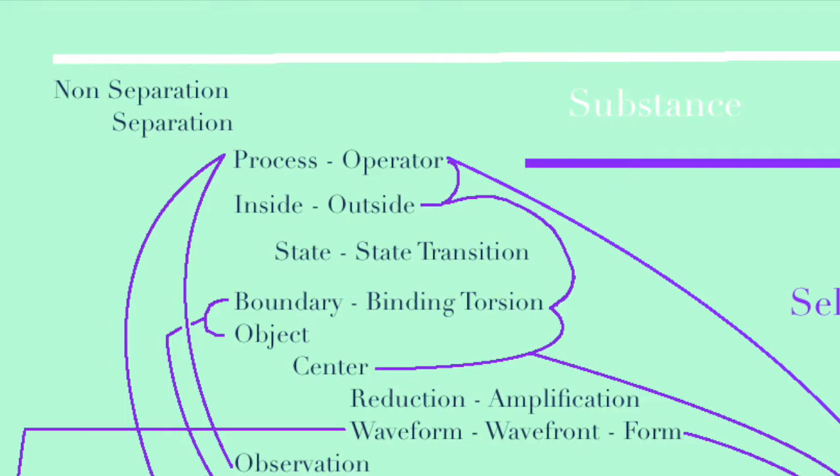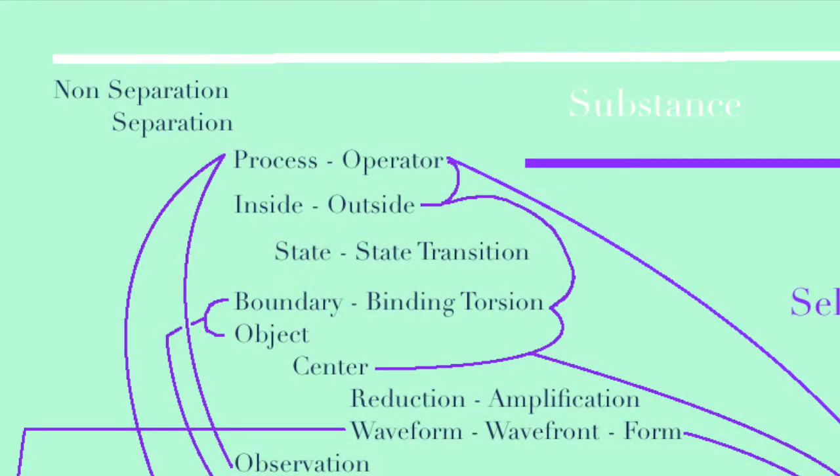A boundary is the separation of the inside from the outside. Binding torsion is action that maintains the boundary. An object is geometry resulting from the instantiation of a boundary. The center is the point inside the boundary, minimizing binding torsion. Reduction is deviation of a boundary towards the center. Amplification is deviation of a boundary away from the center.